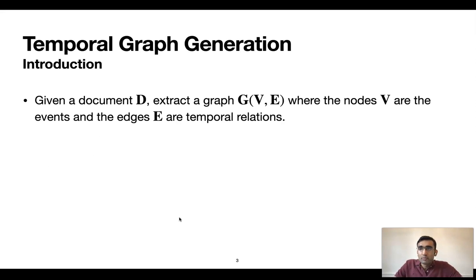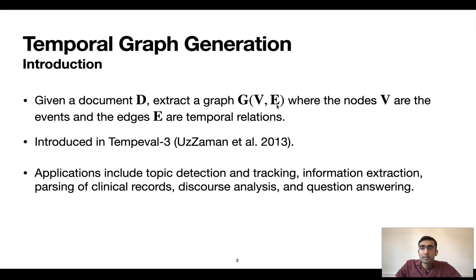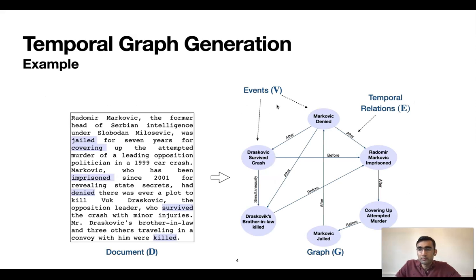So the problem of temporal graph generation is as follows. We are given a document D and we want to generate a graph G where the nodes V are the events and the edges E are the temporal relations between those events. This task was first introduced in Temporal 3. There are many applications of this task, including in IE for clinical records, question answering, and so on.